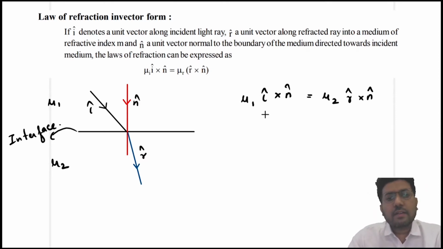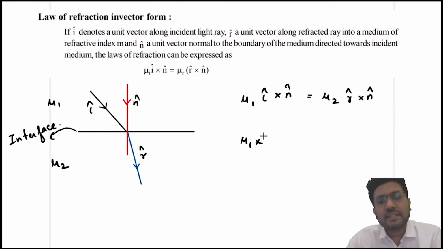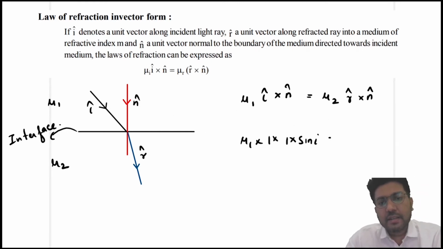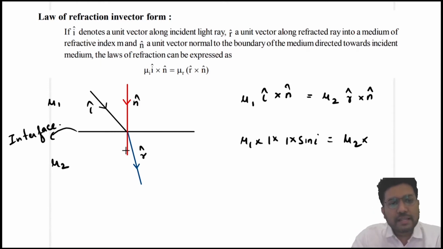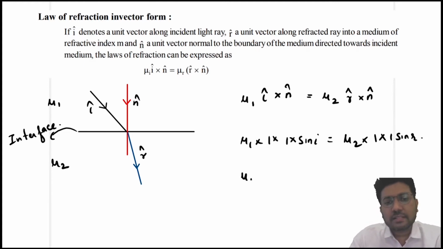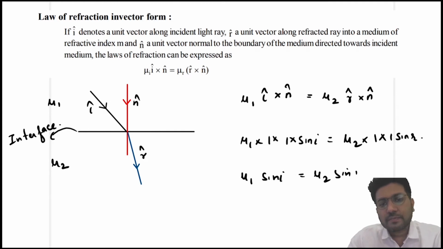Then how will you get Snell's law from this? See, a cross b is ab sin theta. So I'll write 1 into i cap cross n cap. What is the angle between i cap and n cap? The angle between i cap and n cap is i, so you will write sin i. Mu2 into r cap cross n cap: r cap cross n cap is again 1 into sin r. See, you are getting the same thing, Snell's law: mu1 sin i is equal to mu2 sin r.